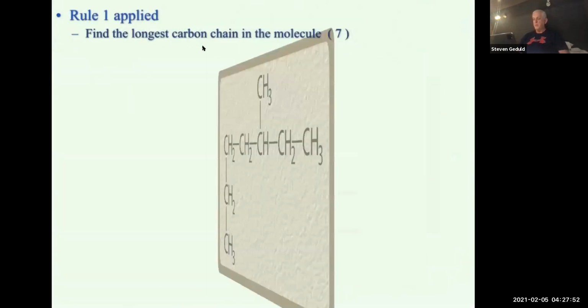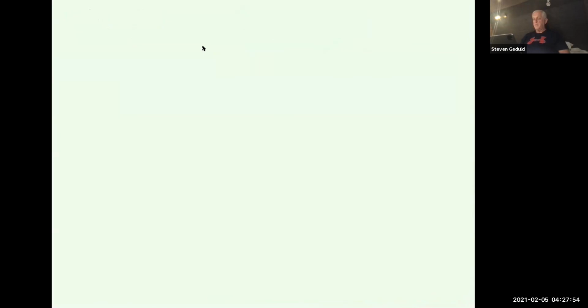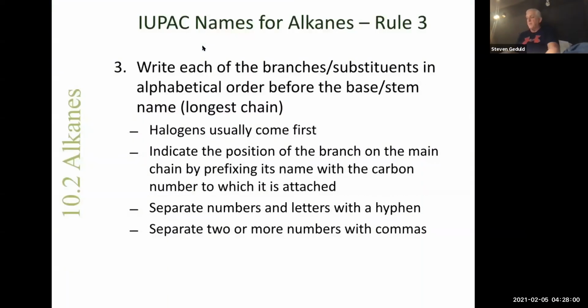We're skipping something here. There we go. Write each of the branches in alphabetical order before the longest chain. Like I said, we work backwards, so everything's going to be in alphabetical order.